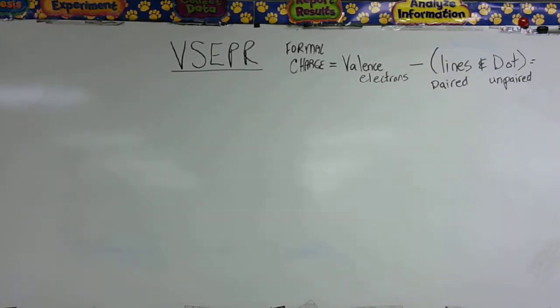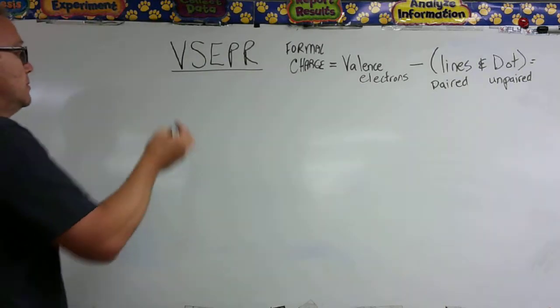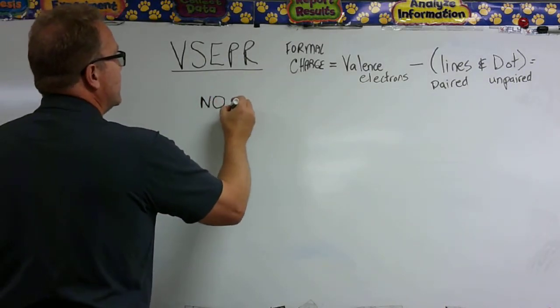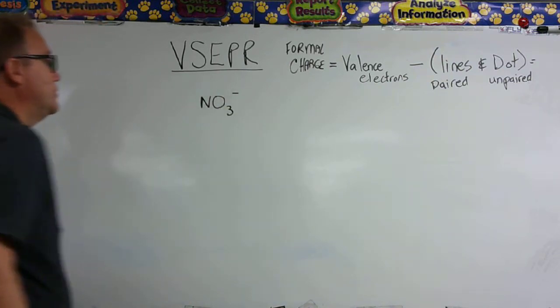Okay, we have something called the polyatomic ion chart. We can do VSEPR with the polyatomic ions. It's going to be the same procedure. It's just going to be one added thing you're going to have to look at. So let's go ahead and do one of the polyatomic ions, which is called nitrate.